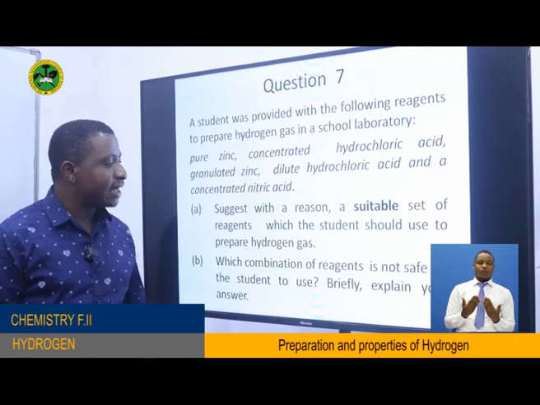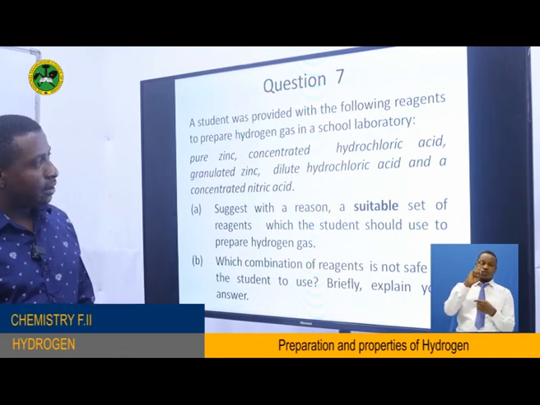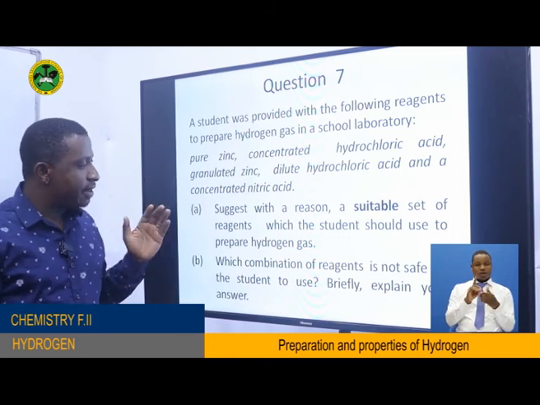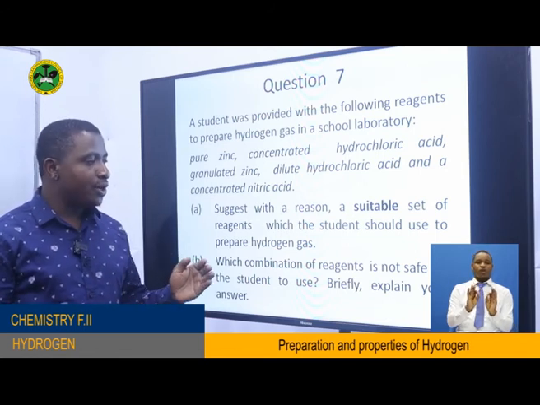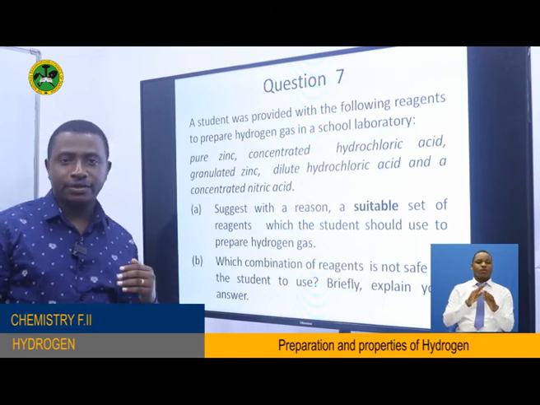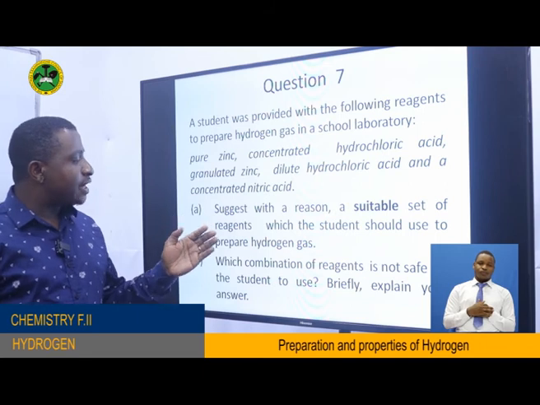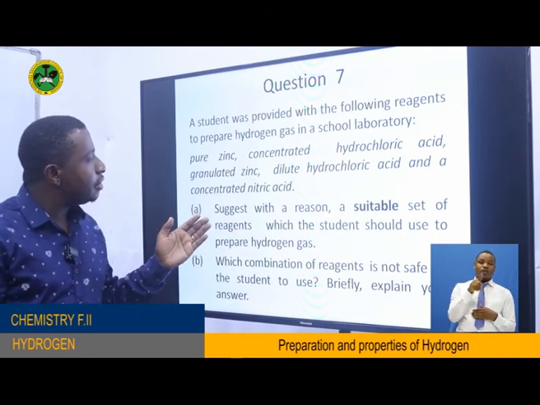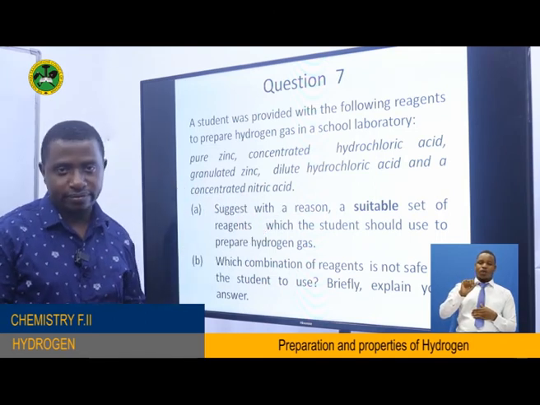Now, dear students, let us start discussing this kind of a question. And I hope you can see the way the question is. A. Suggest with the reason a suitable set of reagents which the student should use to prepare hydrogen gas. Dear students, the suitable set of reagents would be granulated zinc and dilute hydrochloric acid.